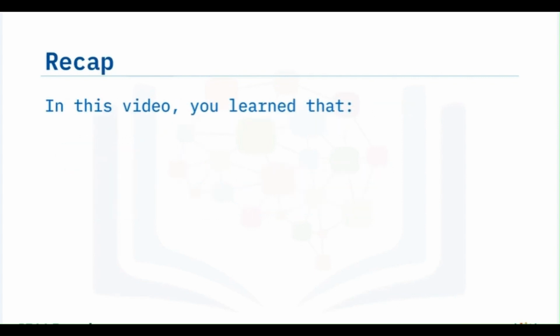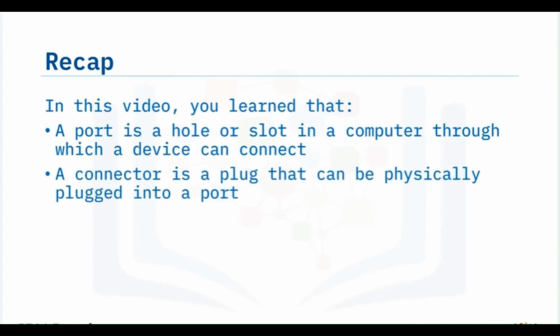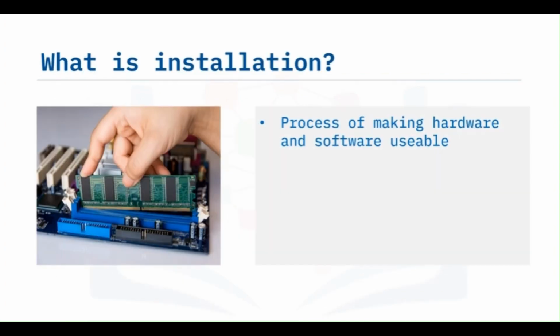In this video, you learned that a port is a hole or slot that receives a connector and allows a device to connect to a computer. A connector is a plug at the end of a cable, jack, or electronic card that can be physically plugged into a port. An interface is a hardware or software-based point of connection between 2 or more entities that enables communication.